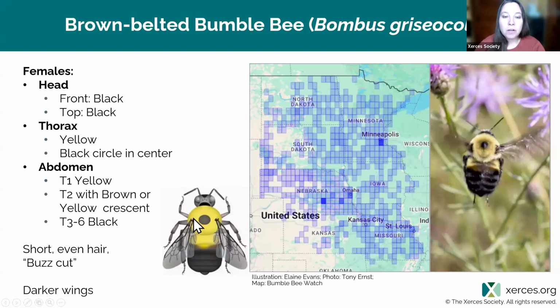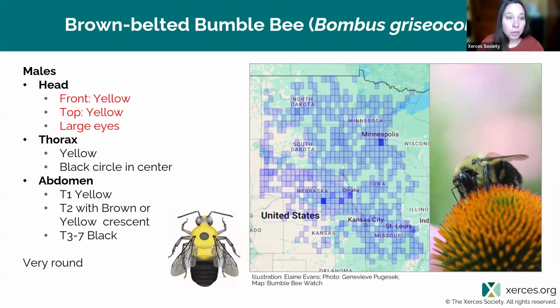The thorax of this bee is yellow. It has a dot of black in the center between its two wing joints. And then the head has black hairs on the face and black hairs on the top of the head. This bee also has short, even hairs. So Bombus bimaculatus, the two-spotted bumblebee that we just went over, tends to have shaggier hairs than this bee species. It almost looks like it has a buzz cut, especially on the thorax of the bee. This bumblebee species also tends to have slightly darker wings, especially when compared to the common eastern bumblebee that has those really transparent wings.